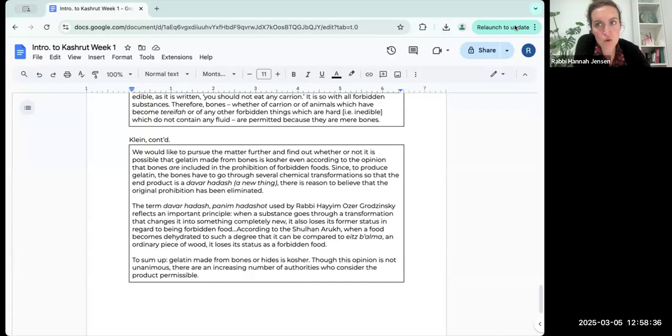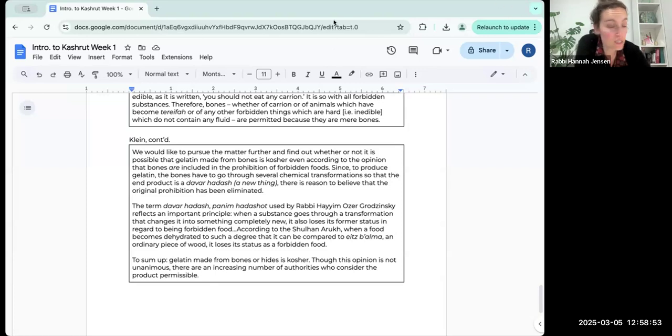That's really the closest thing that you could compare them to. And so it doesn't have status as a forbidden food anymore. To sum up, gelatin made from bones or hides is kosher. Though this opinion is not unanimous, there are an increasing number of authorities who consider the product permissible.